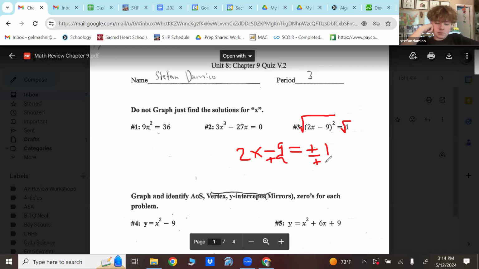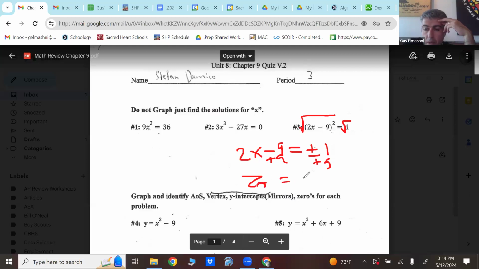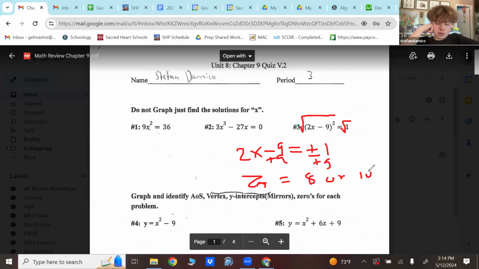+9 and +9. Okay, so what happens is 2x equals -1 plus 9, which is 8, or 1 plus 9, which is 10. Then you divide by 2, which is 4 or 5. Yeah. That's it. Those are your answers, 4 or 5.